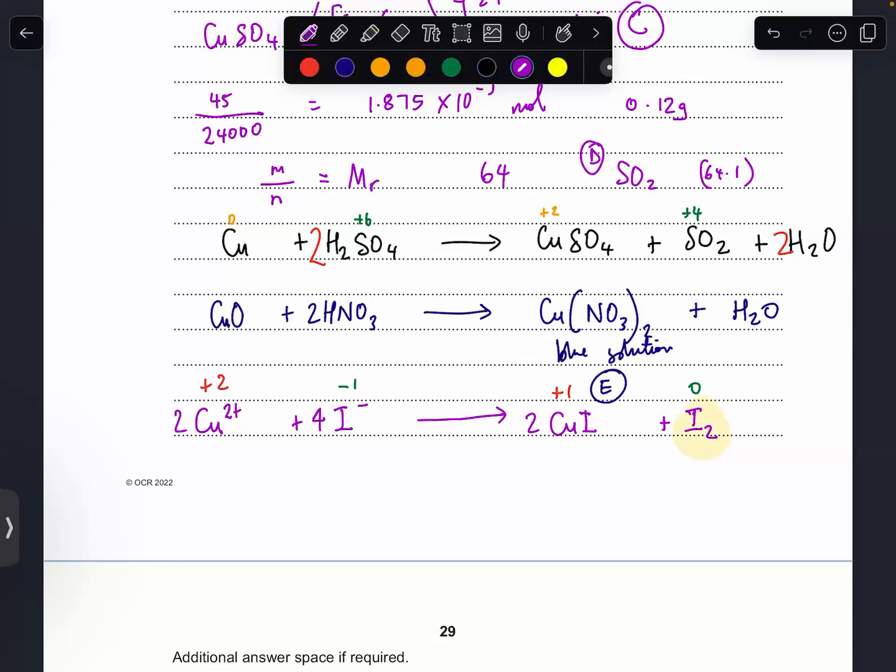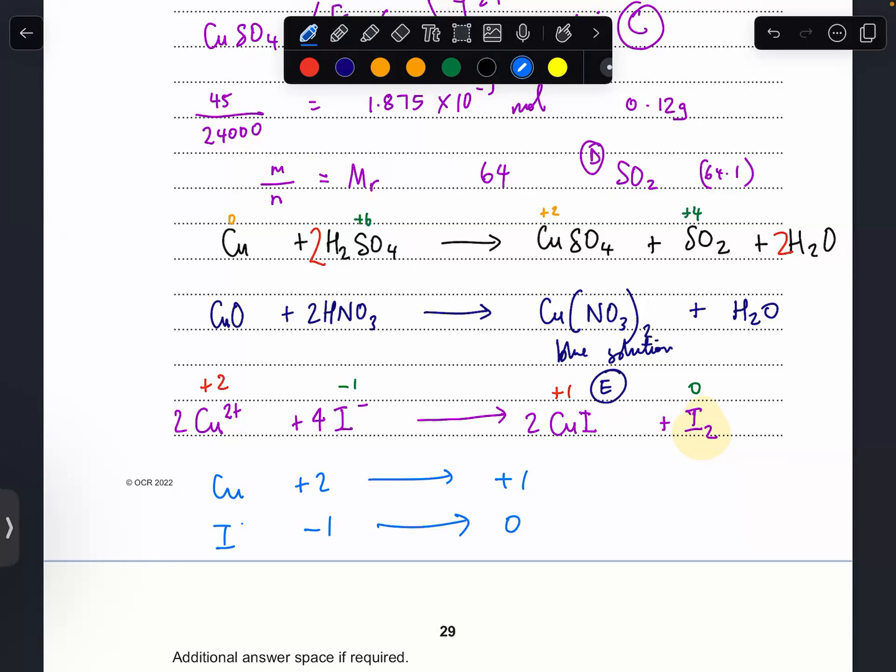Which in turn can further be reacted with thiosulfate solution, and a redox titration can take place to determine how much iodine has been given off. These could be possible questions. This is a redox reaction because you're going from +2 oxidation number to +1, and iodine is going from -1 to 0. And let's just check the mark scheme. Those are all the points that have been covered.